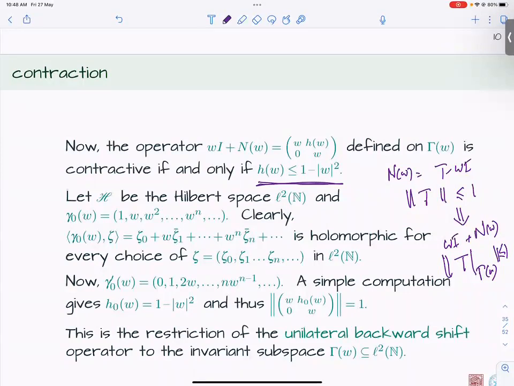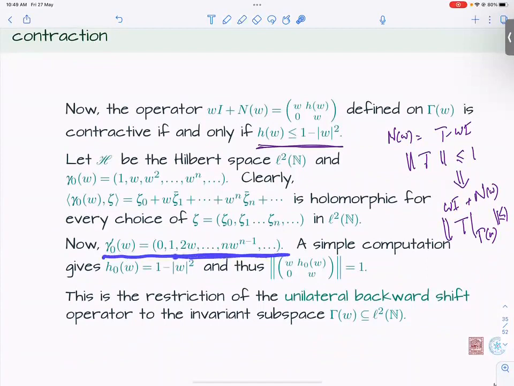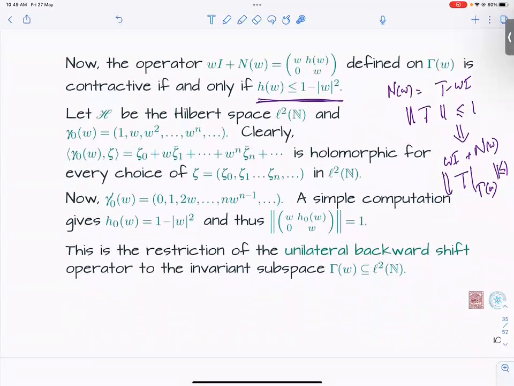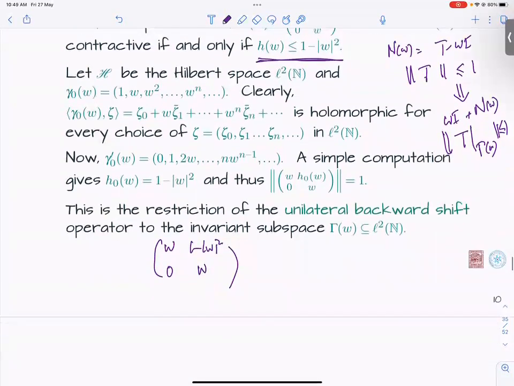Now, if you do the computation in the case of the backward shift, which we have practically done, we have looked at all of this. For example, in the previous slide, I have written down that this is a holomorphic map, the eigenvector is that, and this is a holomorphic choice. The derivative of that eigenvector is this object. And if you compute H0 omega, you will get H0 omega to be 1 minus the absolute value of omega squared. Therefore, the restriction of the unilateral backward shift to this gamma omega is actually nothing but omega, omega, 0, 1 minus the absolute value of omega squared. And if you like, you can check that this is exactly of norm.